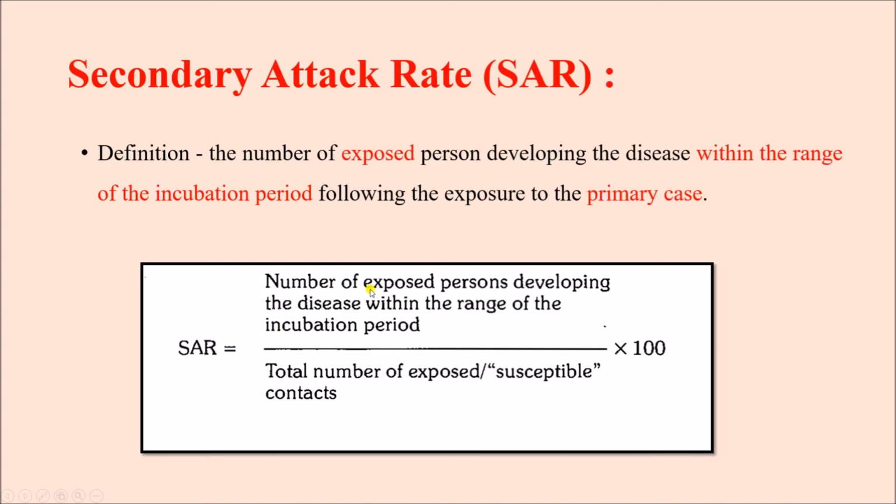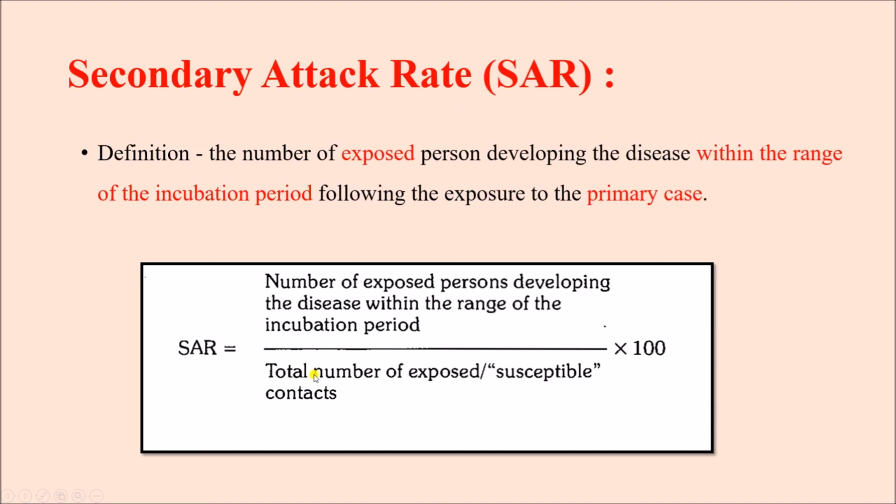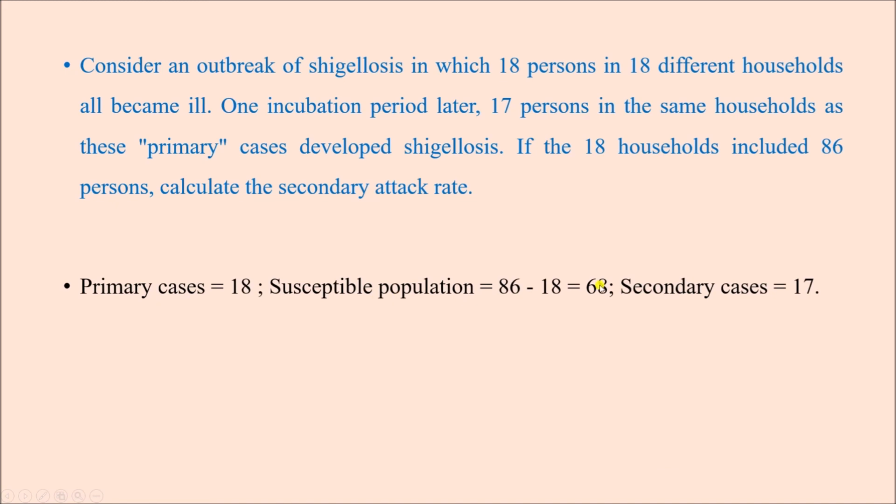Let me show you here. Number of exposed persons developing the disease within the range of incubation period. So how many people develop the disease here? We know that is 17. And in the denominator we have the total number of exposed or susceptible contacts. How many susceptible people did we have? 68, because these 18 are the primary cases and they already had the disease. They cannot develop the disease again so soon. So that is why they are not susceptible. Rather, the rest of the people, that is the 68 people, are susceptible. So 17 by 68 is 25%. So that is the answer.